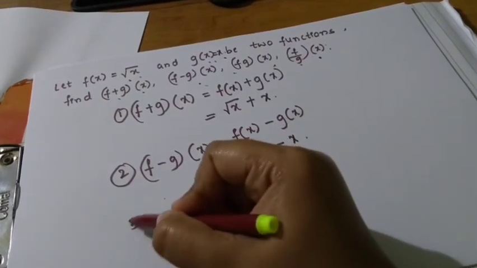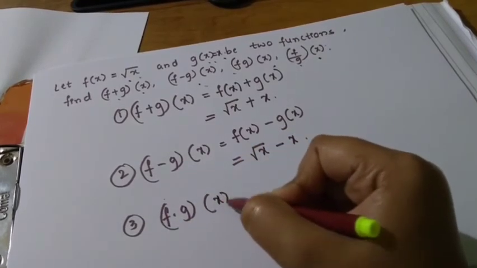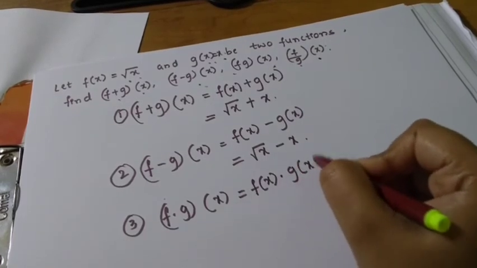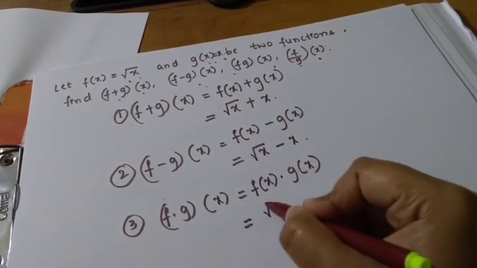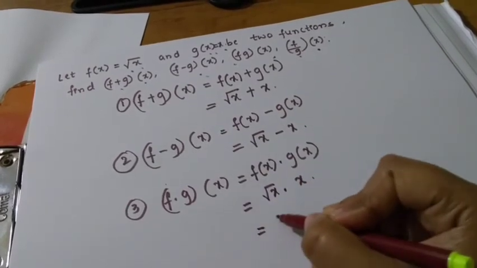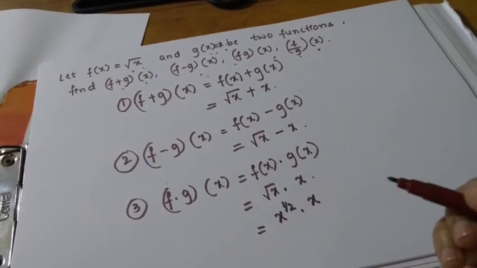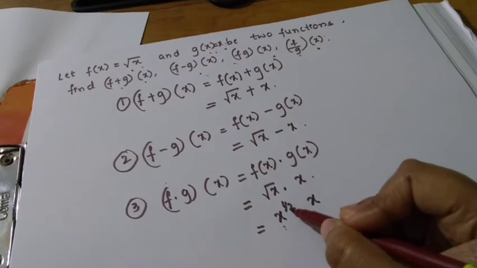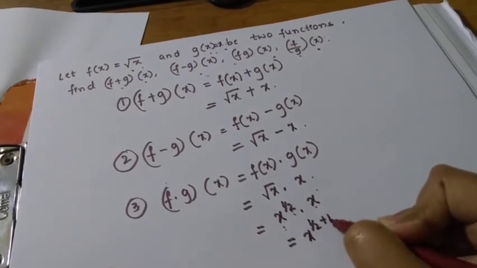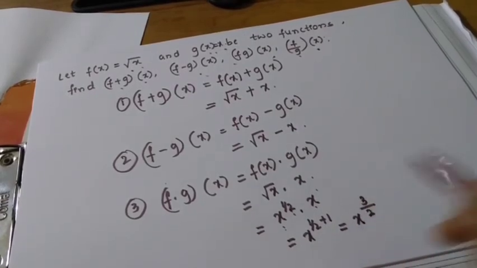Then third one, it is f into g of x, which is equal to f of x into g of x. So which is equal to root x into x. So this one, how you can write? Root x, you can write x raised to 1 by 2 into x. Now it is in which form? a raised to m into a raised to n, which is equal to a raised to m plus n, which is equal to x raised to 3 by 2, where 2 is the LCM.